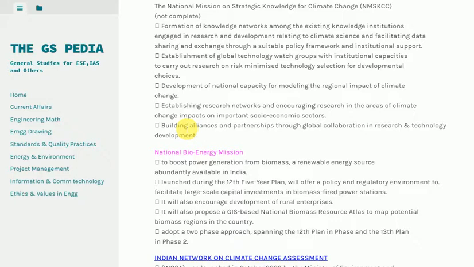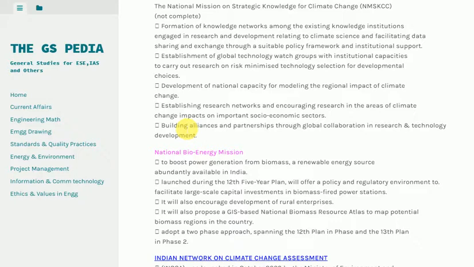Development of national capacity for modeling the regional impact of climate change. Establishing research networks and encouraging research in the areas of climate change impacts on important socio-economic sectors. Building alliances and partnerships through global collaboration in research and technology development. National Bioenergy Mission.